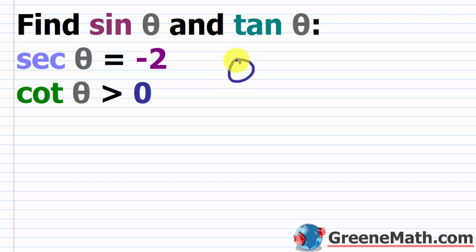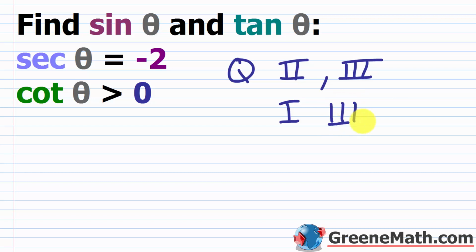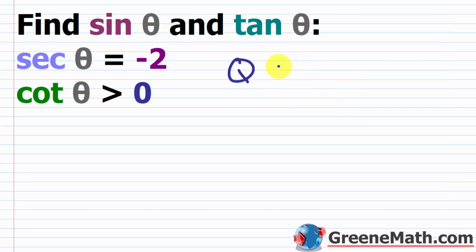So the first thing is, what quadrant are we going to be in? Well, where's the secant of theta negative? It's going to be negative in quadrants 2 and also 3. And then where is cotangent of theta positive? It's positive in quadrants 1 and 3. So 3 matches both conditions there. So we'll say this is going to be in quadrant 3.